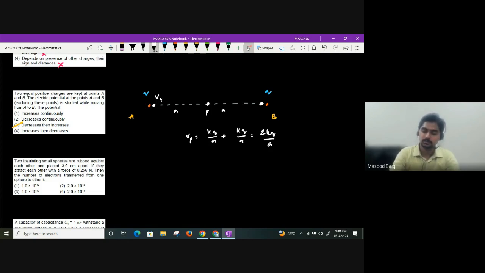Here the potential value is infinity. Here also, the potential value is infinity. And what is the potential at point P? You got 2kq divided by a. So as you can see, it goes from infinity to 2kq by a, and again from 2kq by a it becomes infinity. First it decreases, then it increases, guys. Clear or no?